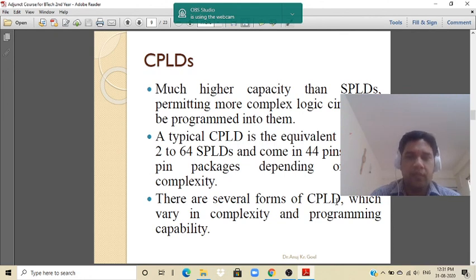There are several forms of CPLD which vary in complexity and programming capability. Many companies produce CPLDs. One leading company is the Altera Corporation, and in the next video we will discuss the complete internal architecture, functional blocks, input output blocks, and the switching matrix of the CPLDs designed and fabricated by the Altera Corporation. So a CPLD is a complex form which itself consists of many SPLDs. Because many SPLDs are there, it is capable of implementing complex functions.